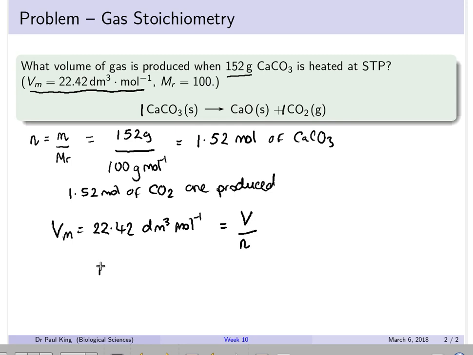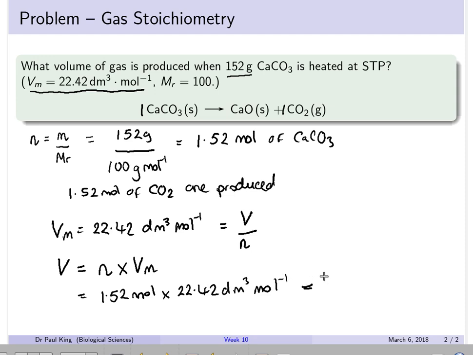So if we want to work out the volume that will be produced, we need to simply multiply together the number of moles times the molar volume, which in this case is 1.52 moles for carbon dioxide multiplied by the molar volume, which is 22.42 decimeters cubed per mole. And if we perform that multiplication, you can find out that we get a volume of 34.1 decimeters cubed. Okay, so that's going to be the volume of carbon dioxide that's produced when 152 grams of calcium carbonate is heated at STP.